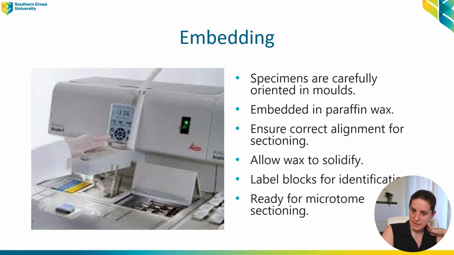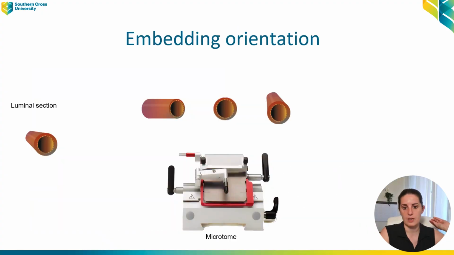In terms of embedding, you've got to be really careful how you orientate it within the paraffin wax. We'll talk about that more in just a second, because you want to have it correctly aligned for sectioning. You have to wait and allow the wax to solidify. Oftentimes, when you go to cut it on the microtome, you'll cool it down right before cutting it, just so that it is as solid as possible to get a really nice cut. And then, of course, you're always remembering to label your blocks. Label as you go through this process.